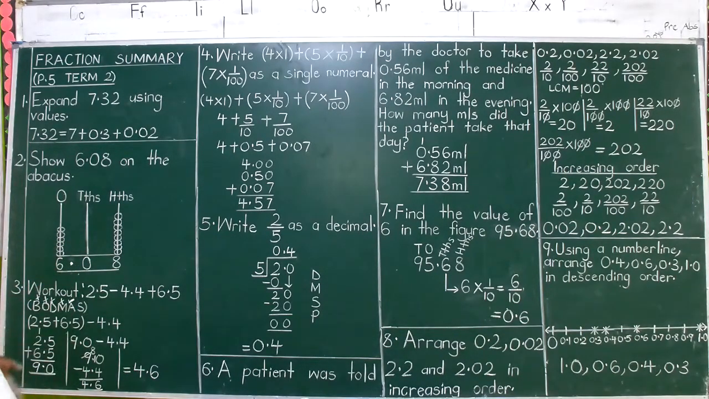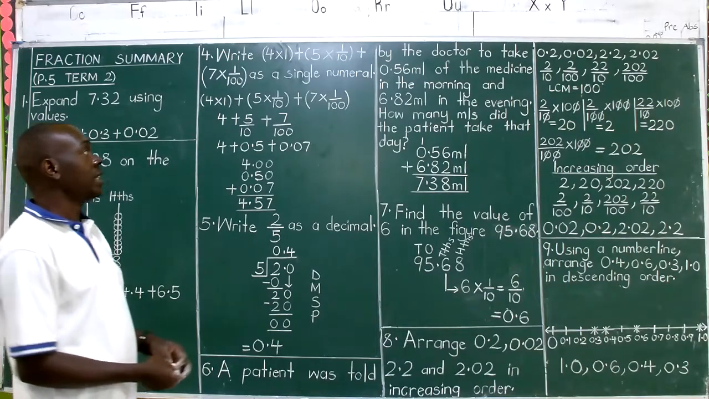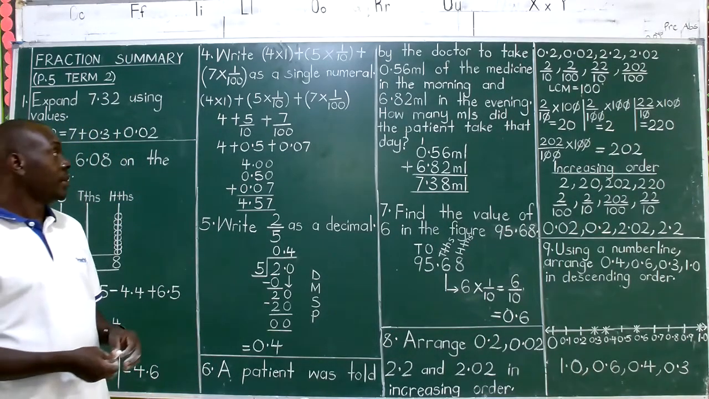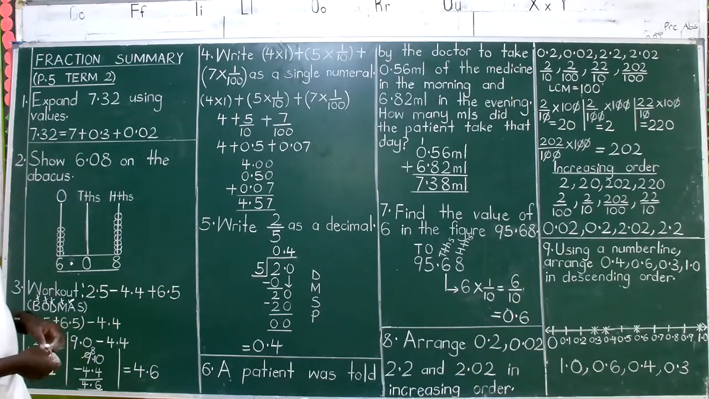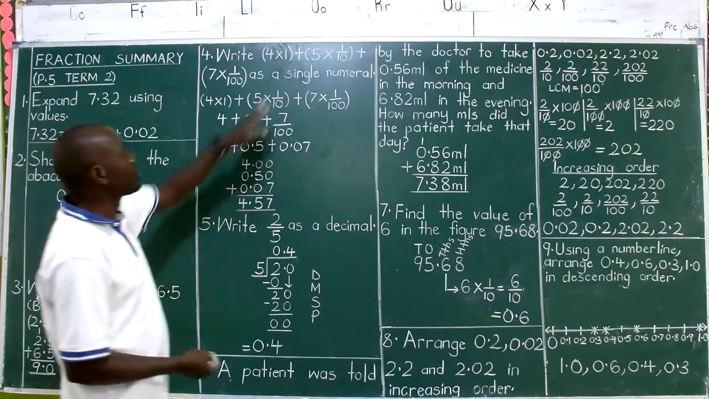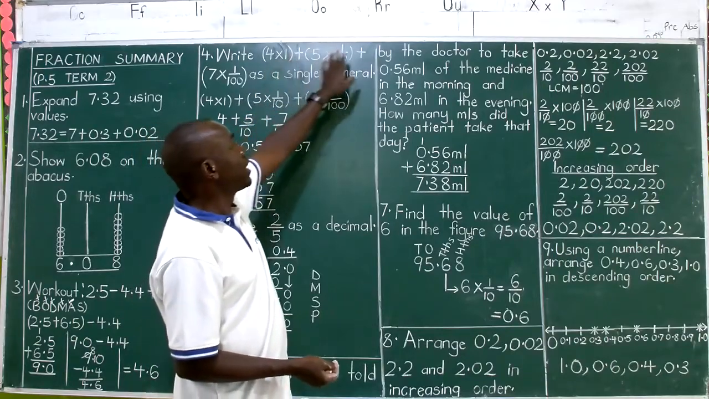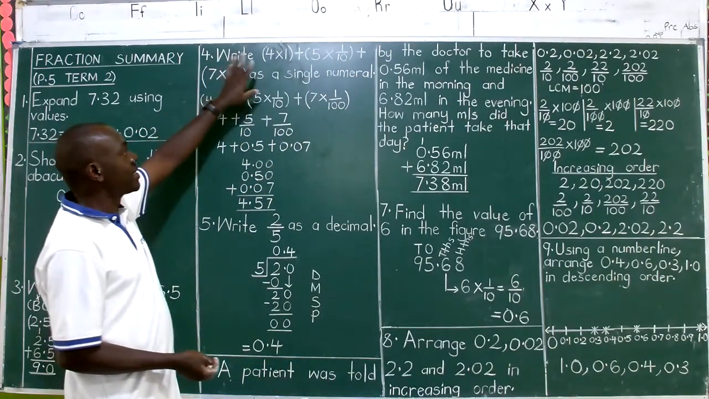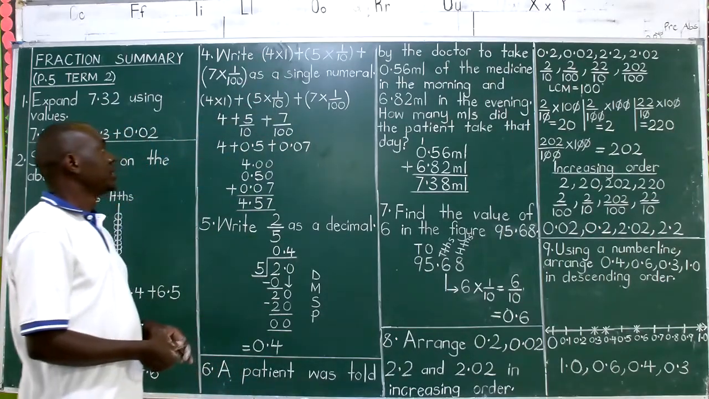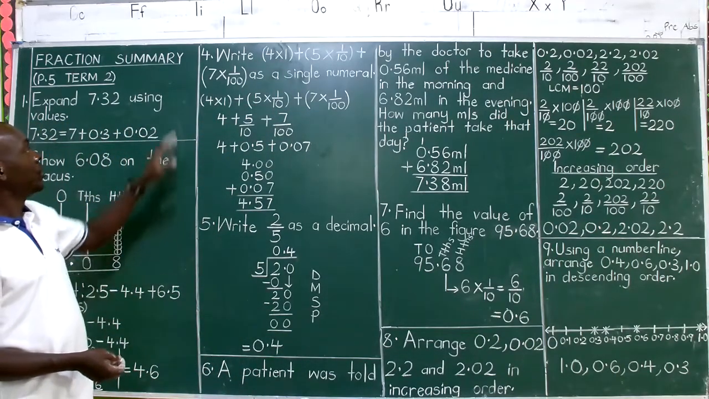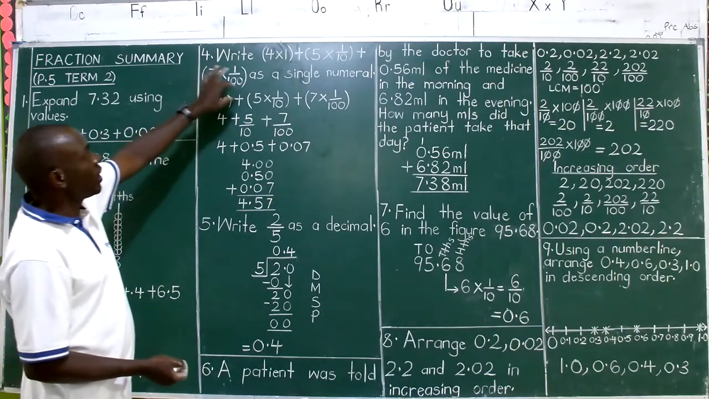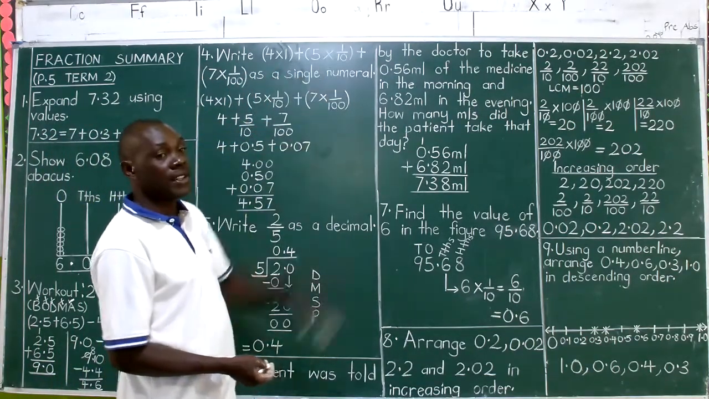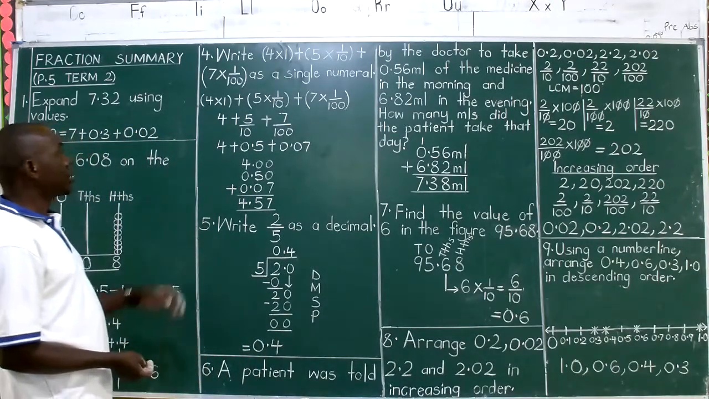You add the other ones and then subtract the one with the minus. And that is all about that number. Then example number 4: write 4 times 1 plus 5 times a tenth plus 7 times a hundredth as a single numeral. So you start working out. You rewrite 4 times 1 plus 5 times a tenth plus 7 times a hundredth. Now start evaluating.